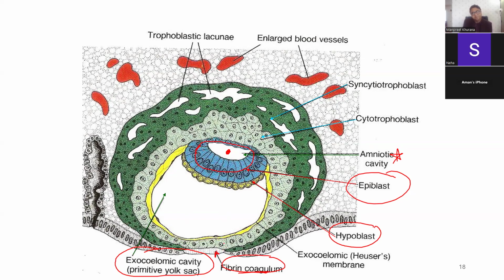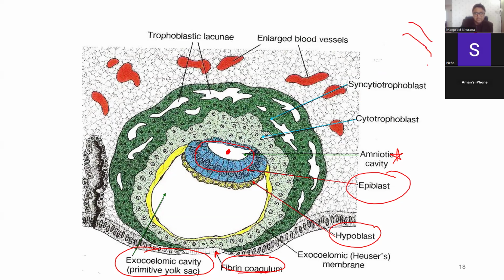Anybody, if you know, any idea? Neha, are you there? Any idea? No. Okay. Fibrin coagulum is there for the collagen formation. Yeah, so I'll tell you what has happened here.